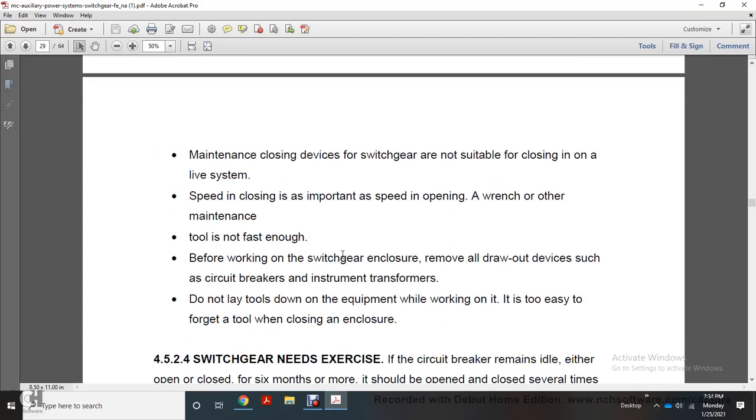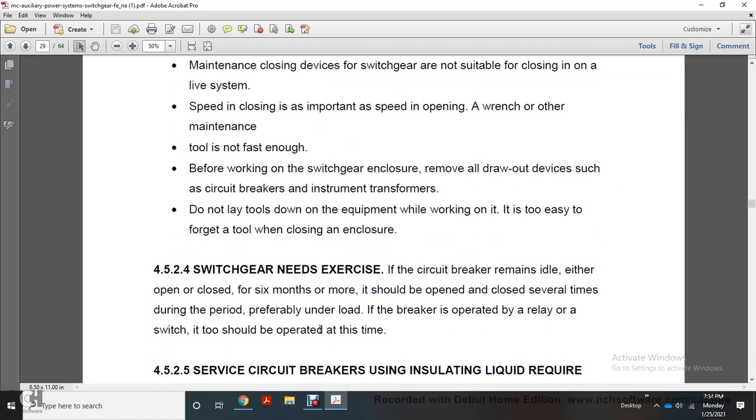Before working on the switchgear enclosure, remove all draw-out devices such as all circuit breakers and instrument transformers. Do not lay tools down on the equipment while working on it. It is too easy to forget a tool when closing an enclosure.